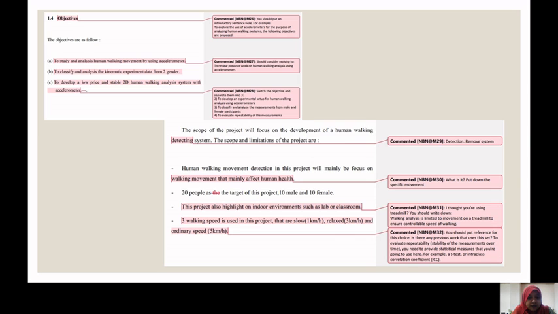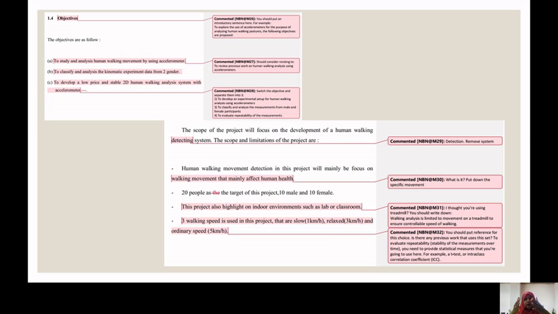Okay, so these are the objectives that I just commented on, and you can see the scope. The first says human walking movement detection. In this project, we mainly focus on walking movement that mainly affects human health. Okay, so this is very broad. What are the walking movements that mainly affect human health?